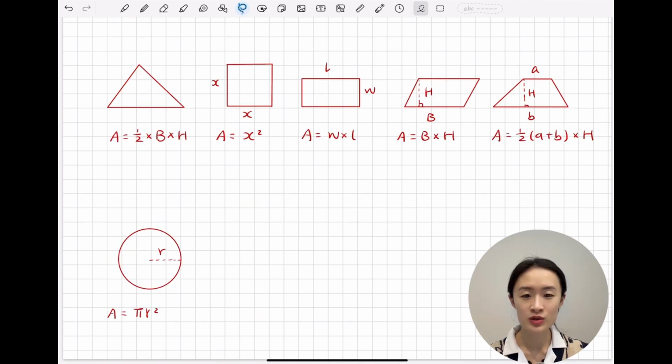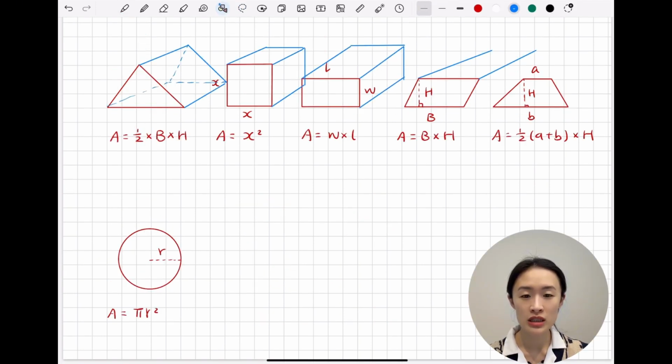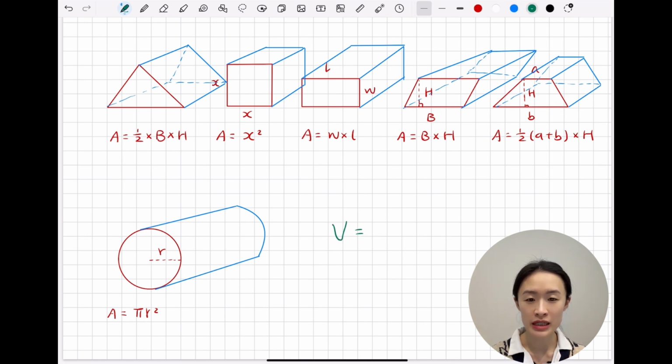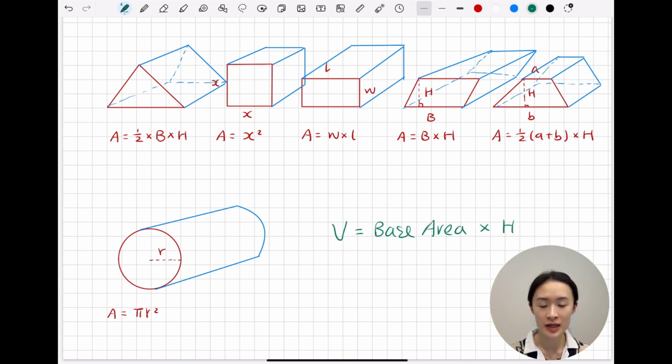Okay, so what I'm going to do now is change these 2D shapes into 3D, and we are going to talk about their volumes. What we need to do is work out the base area and times by height. So for example, for the first one, triangular base prism, we take the area formula times by its height. For the second one, take the area x squared times by height. Third one, cuboid, width times length and multiply by height. And for the fourth one, parallelepiped, we work out the area of one side and multiply it by the height.